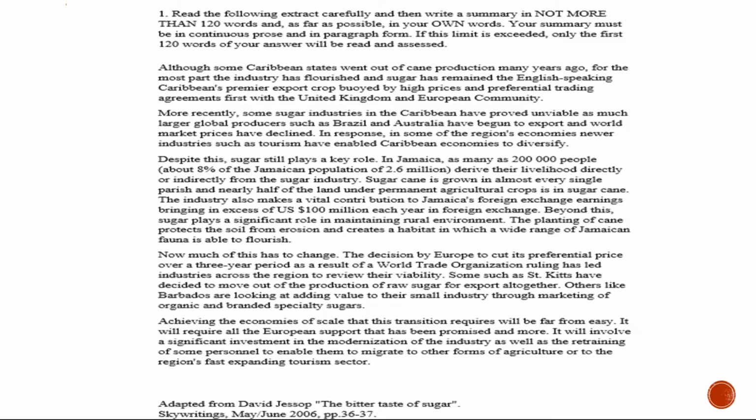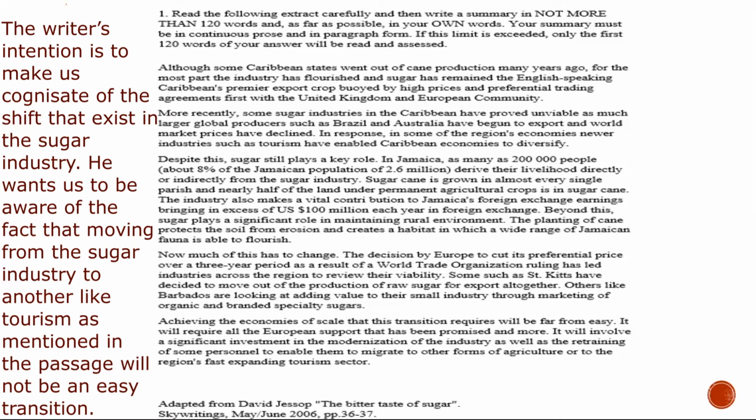What is the author's intention? Remember that the author's intention is always not just the reason why the author writes, but what they want you to take away, like a message. The author's intention in this piece is to make us cognizant of the shift that exists in the sugar industry. The fact that the Caribbean depended so much on the sugar industry, the shift from one industry to another, the writer claims that this will not be easy. Rather, he wants us to be cognizant of the fact that moving from the sugar industry, which is failing, to the tourism industry or any other industry is not going to be an easy transition.